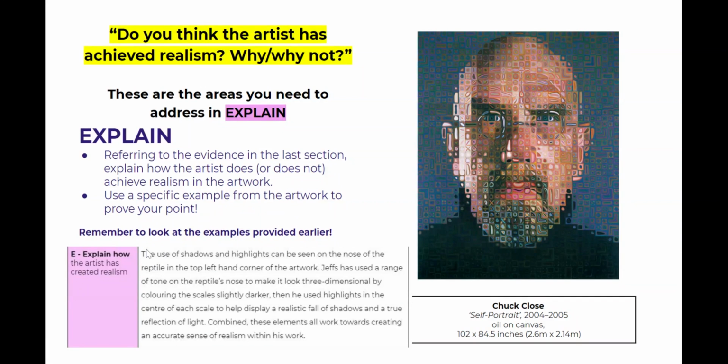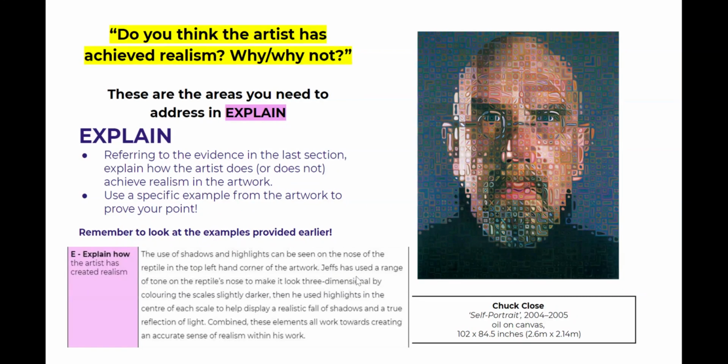So this one specifically mentions how the use of shadows and highlights can be seen on the nose of the reptile in the top left-hand corner of the artwork. That is a specific example, okay? We've talked about it's on the nose. I've identified where it was on the actual artwork. So then that's a specific example, and then you expand upon that.